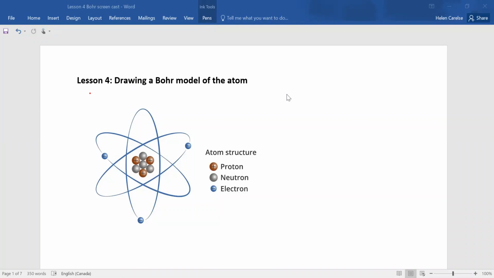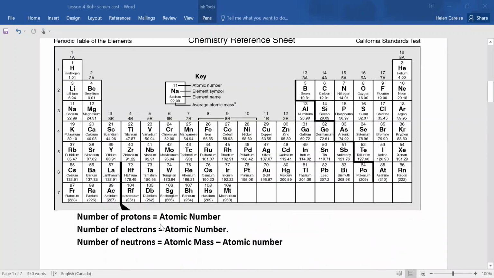And I'll start with a quick recap. You remember that the atom is made up of protons, neutrons, and electrons. The protons and neutrons are in the nucleus, and the electrons are zipping around the nucleus in a cloud. We saw on the last video that we can use the periodic table and the numbers on it to figure out how many protons, electrons, and neutrons an element has.